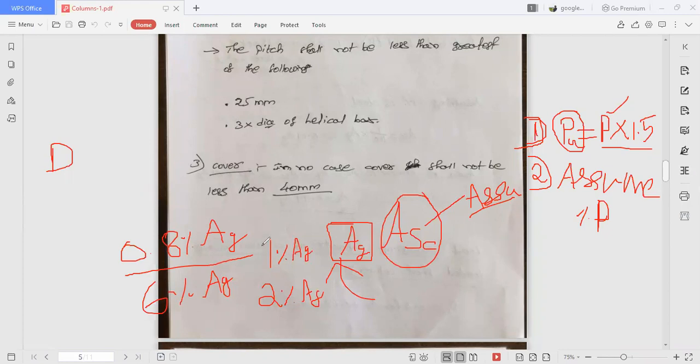So let us assume one person designed with 1% of steel and some other person designed with 2% of steel. Both are correct only. Both columns are safe only. But if you check the dimensions of the column, the person who selected 1% of steel will get more dimensions of concrete, or more dimensions of column, compared to 2%. That is what I would like to say. If you select more percentage of steel, concrete area will reduce. If you select less percentage of steel, concrete area will increase.